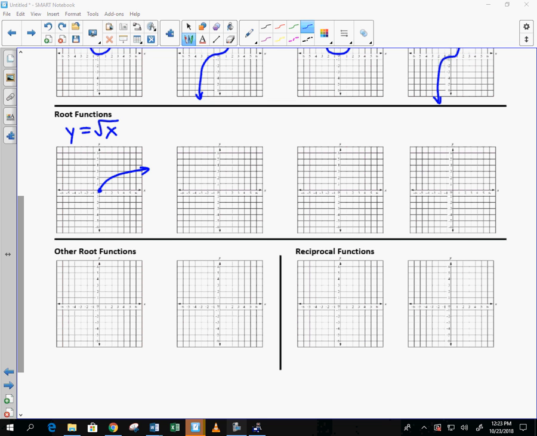There you go. Okay, so that's our root function, square root of x. If we have y equals the cubed root of x, can you take the cubed root of a negative number? Yeah, you can. The cubed root of a negative produces a negative. The cubed root of a positive produces a positive. So therefore, you're going to get this kind of shape.